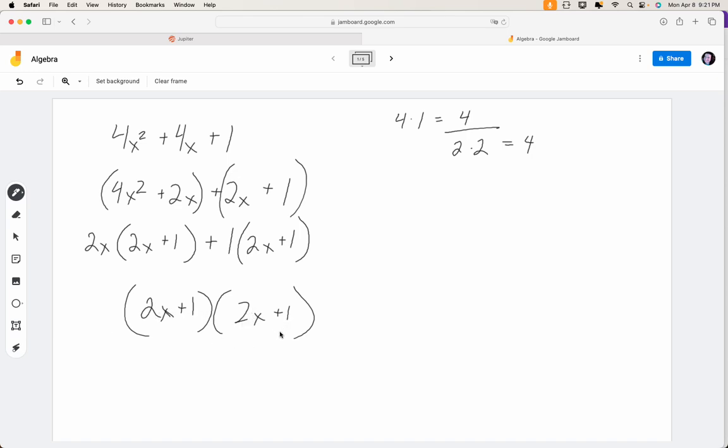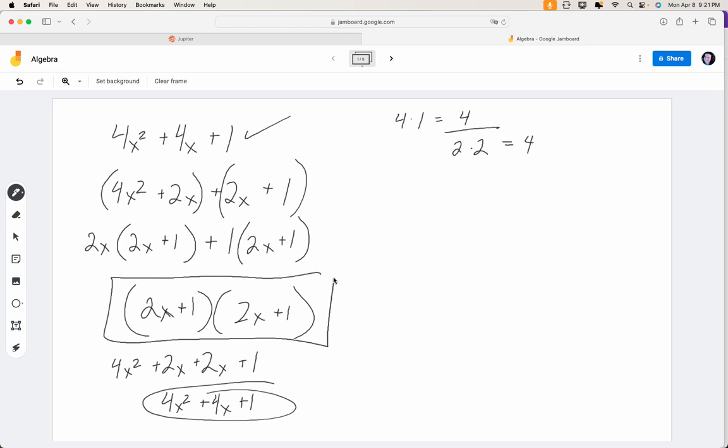And if you're not sure, if that doesn't sound right, you just try it. 2x times 2x is 4x squared. 2x times 1 is 2x. 1 times 2x is 2x. And 1 times 1 is 1. You add it together, 4x squared plus 4x plus 1. That's the same thing we started with. So we know we factored it right. So you need to have 2x plus 1 and 2x plus 1. And that should be what you get.